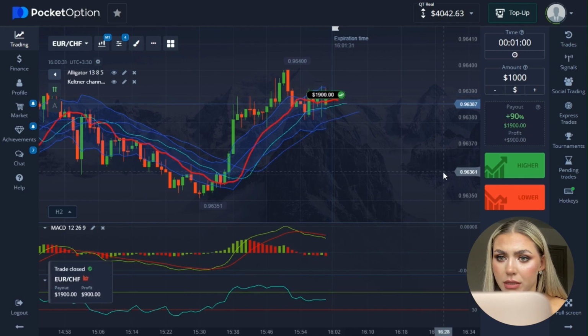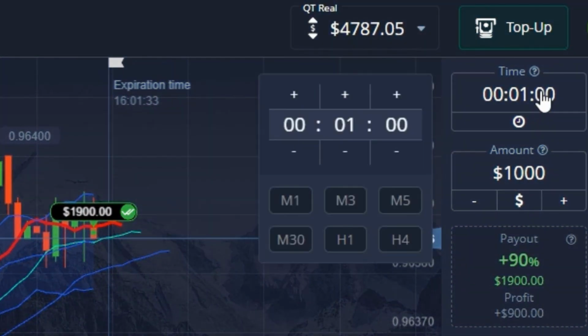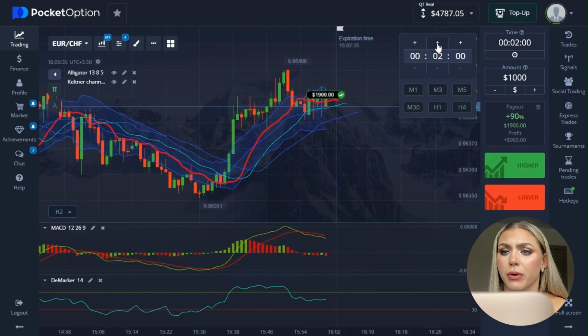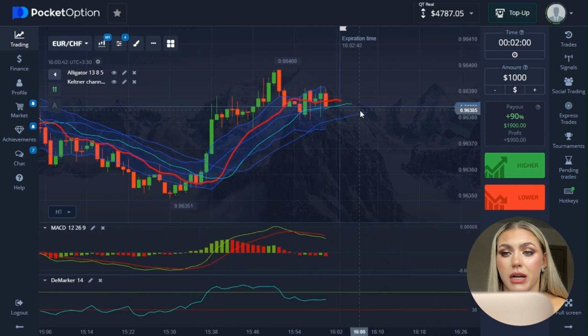So the deal is near closing. I suggest increasing the expiration time again. We're back to the starting point, from which I also expect a downward movement. Logic for choosing time was explained earlier.